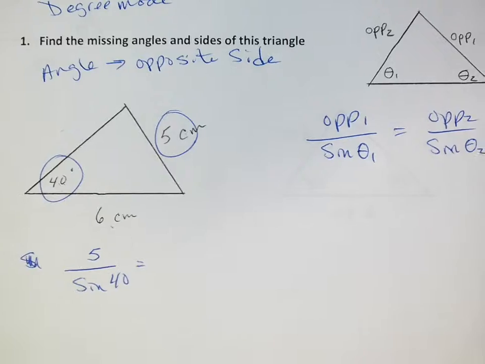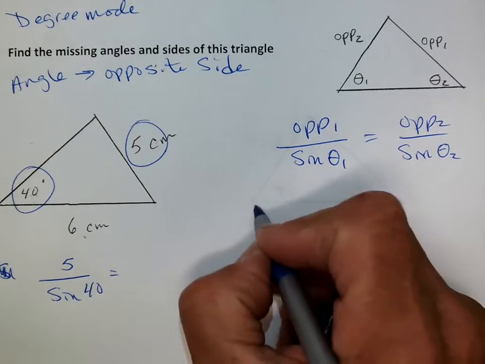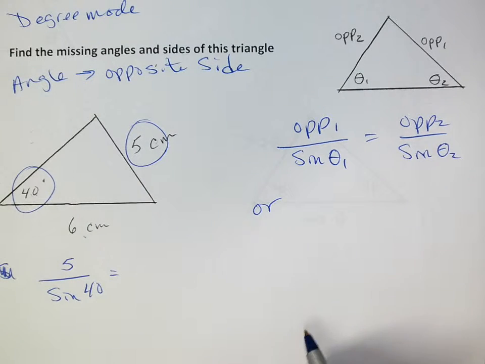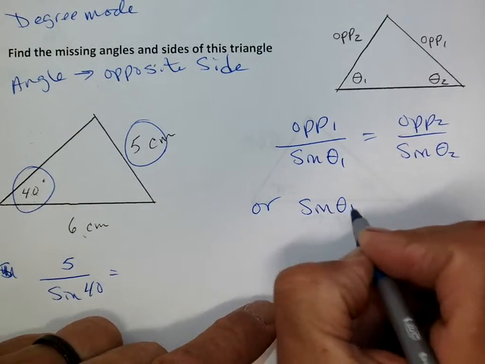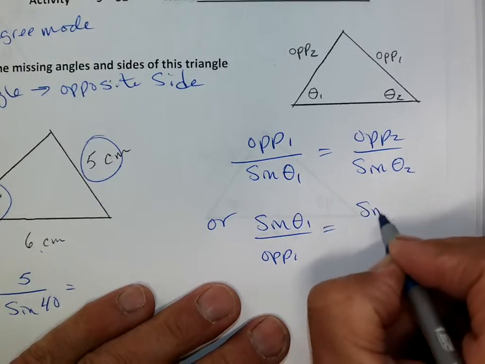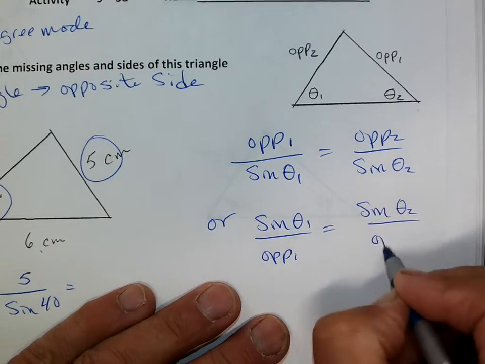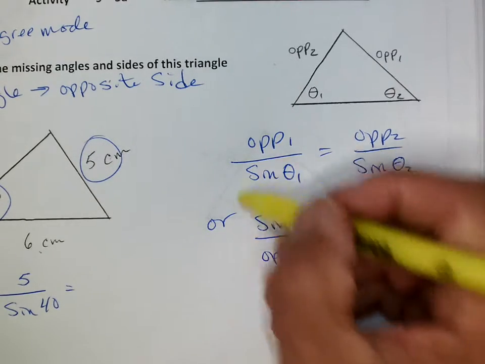So if I look at my triangle, that's the formula. Or you could write the exact same formula, just inverted. You could rewrite it as sine of theta 1 over opposite 1 equals sine of theta 2 over opposite 2, okay? That is the law of sines. It's even easier than right triangle trig, isn't it?